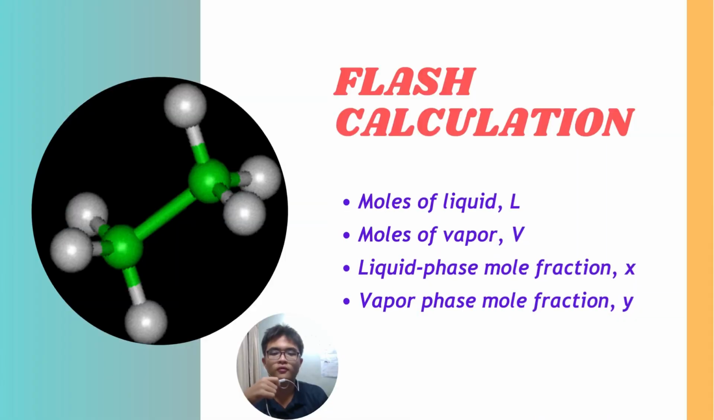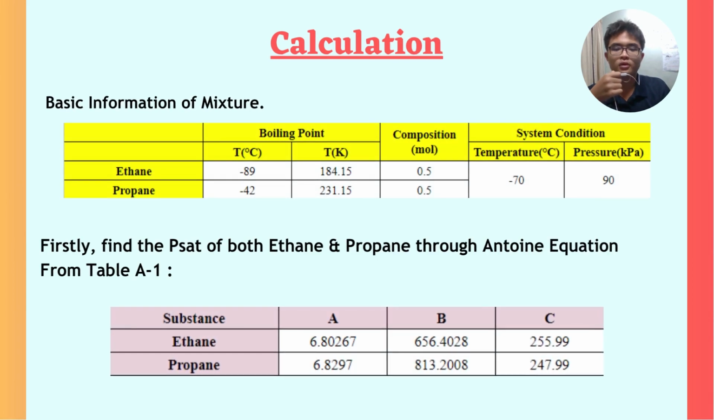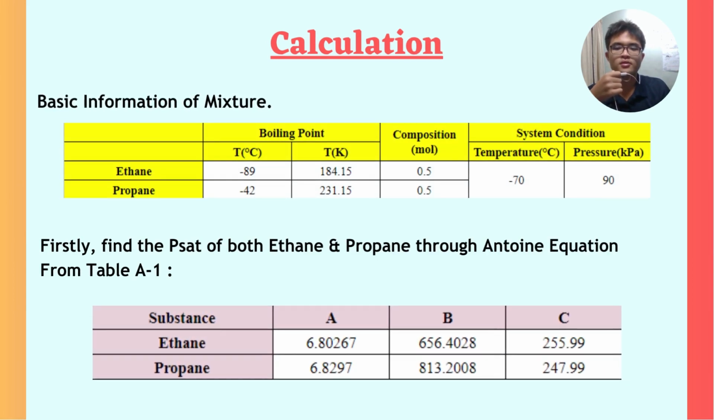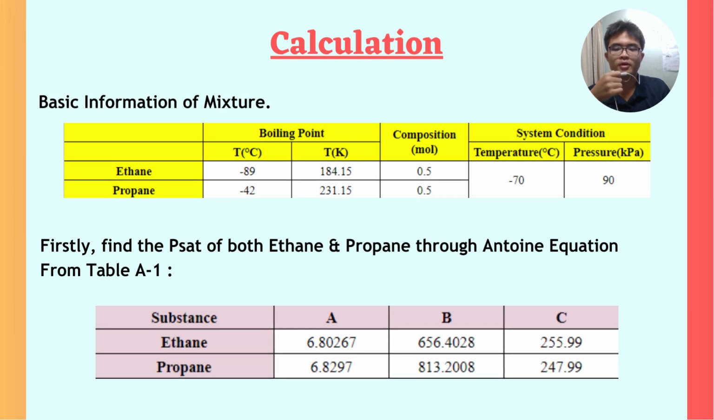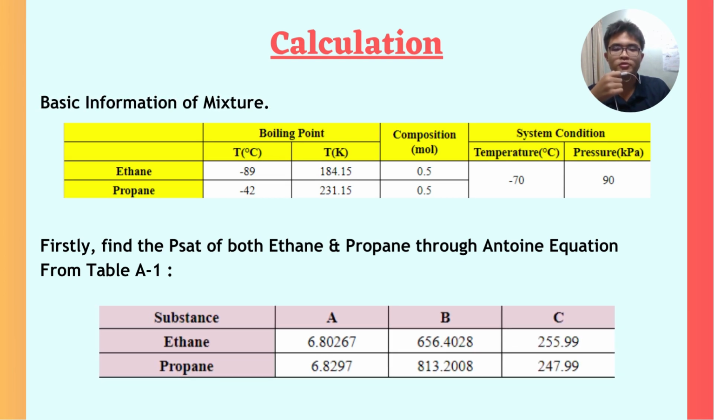Okay, so now moving on to our flash calculation part. In this calculation part, we are going to find the mole liquid, mole vapor, liquid phase mole fraction and also the vapor phase mole fraction for our mixture, ethane and propane. Before we go further, let's see the basic information of the mixture. So here is the boiling point, the composition and also the system condition that will be used in this calculation. First, we need to find the P saturated for both ethane and propane by using the Antoine equation and a constant table that we found on the internet, table A1 shown below.